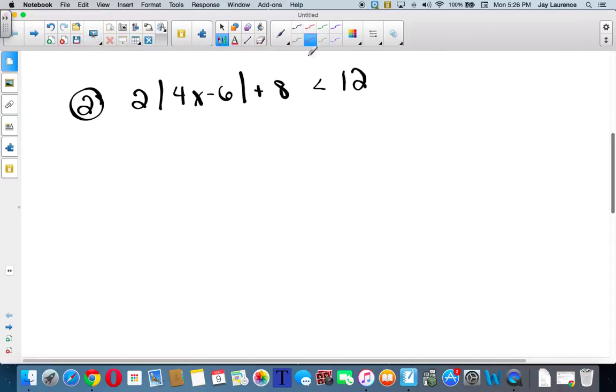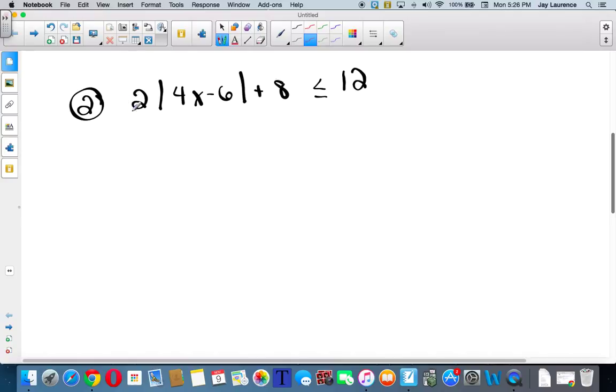And I am going to make one small adjustment to it. I'm going to make it less than or equal to. All right, now, is the absolute value part alone, Hannah? No, it's not. So we're going to use our inverse operation rules. We're going to get rid of the positive 8. We're going to get rid of the 2.